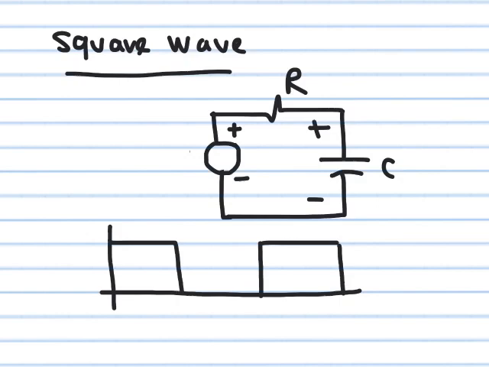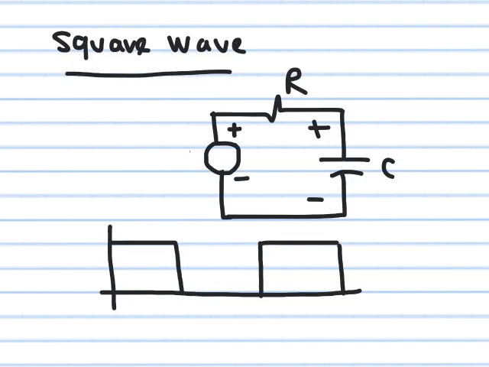What if we have a square wave? This isn't just a battery. It's going from 5 to 0 and then 5 to 0 and so on. During the beginning, the capacitor will start to charge. During this period of time here, you have 5 volts, the capacitor is not charged, and it will start to charge. So you get something like this.